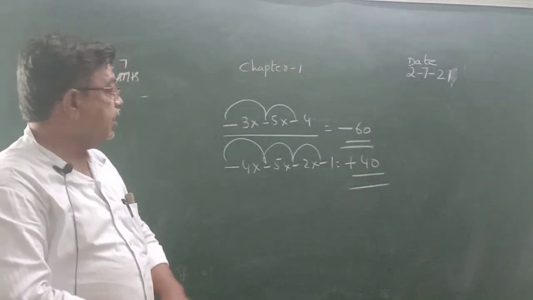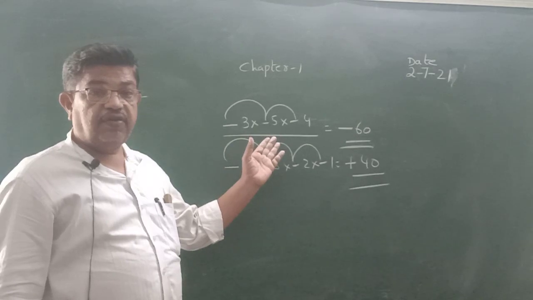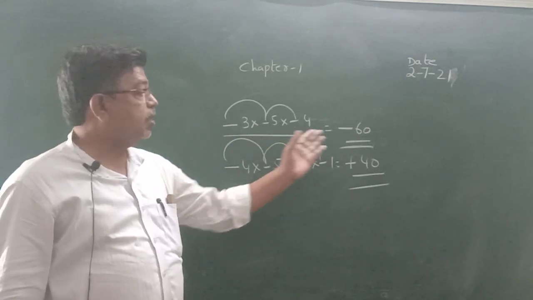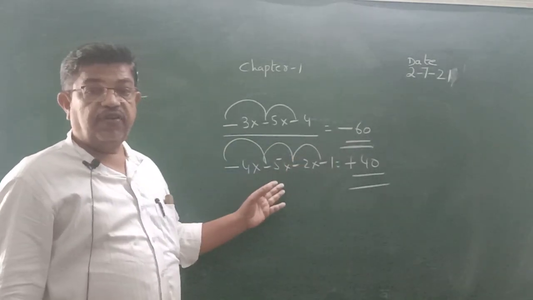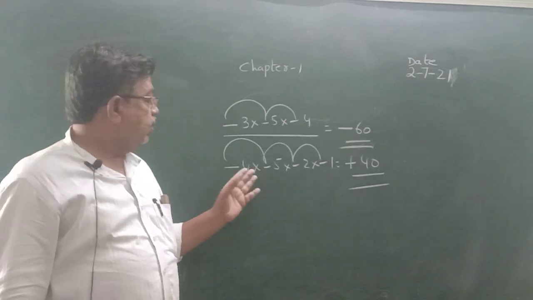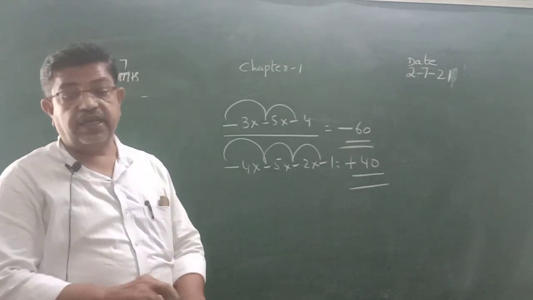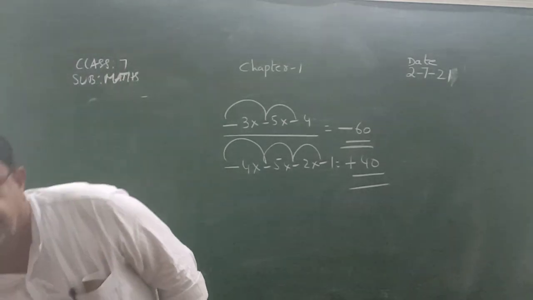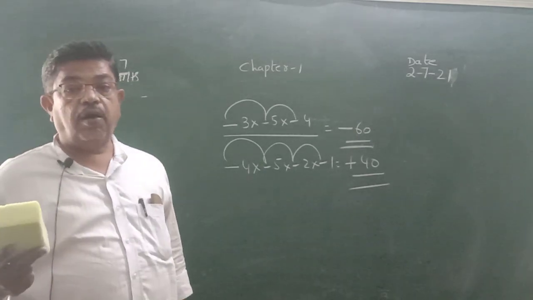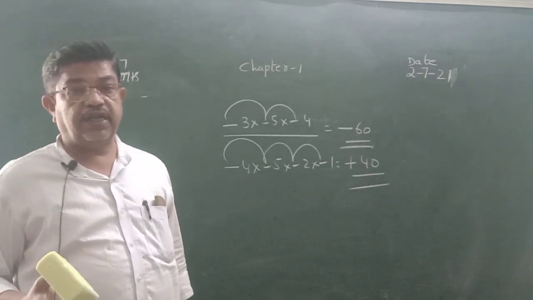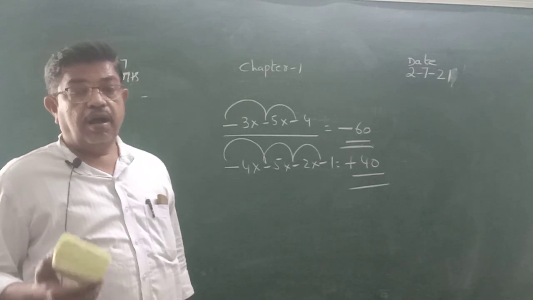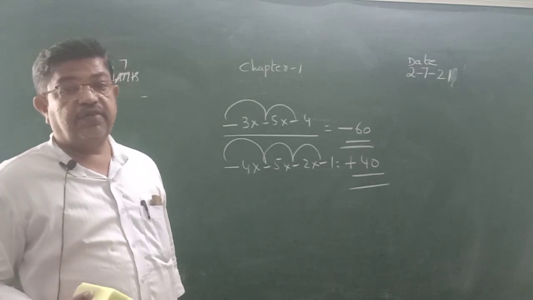So here you can clearly observe, if the number of negative integers is odd, the product is negative. If the number of negative integers is even, the product is positive. So multiplying an odd number of negative integers will give us negative. Multiplying an even number of negative integers will give us positive.